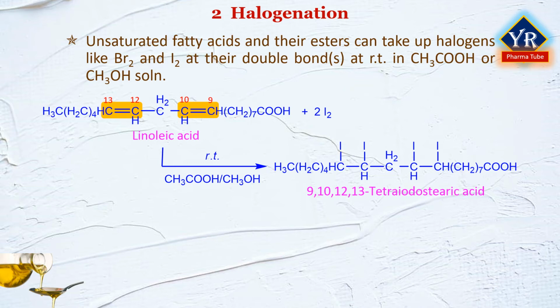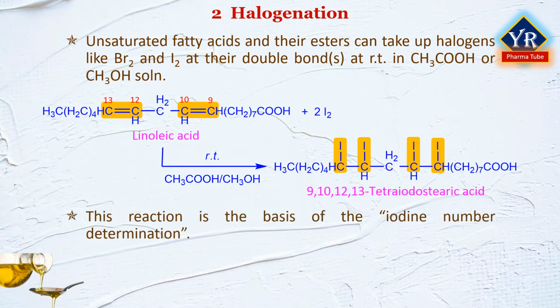Similar to the hydrogenation reaction, when linoleic acid is reacted with iodine, the reaction utilizes two molecules of iodine since linoleic acid consists of two double bonds. The iodine atoms are then added to the carbons involved in the double bonds to produce 9, 10, 12, 13 tetraiodostearic acid, which is a saturated fatty acid. This reaction is the basis of the iodine number determination.